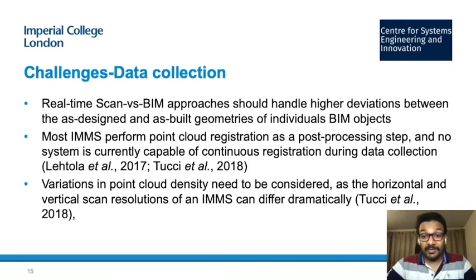With measurement accuracy between 1 to 5 centimeters for mobile mapping systems, real-time scan versus BIM approaches are required to handle significantly more deviation between the as-designed and as-built geometries. Further, the horizontal and vertical scan resolution for indoor mapping devices can differ dramatically depending on the device's rotation axis, and therefore the variation in point cloud density needs to be considered in real-time scan versus BIM.